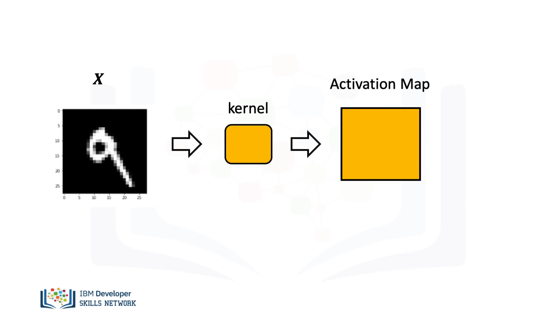So to summarize, in convolution we have an image. We have the kernel. We use this to obtain the activation map. See the labs for how to deal with color images using Conv2D.